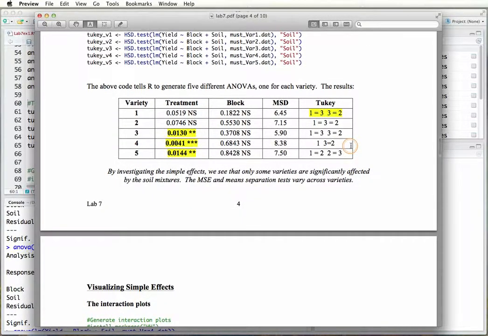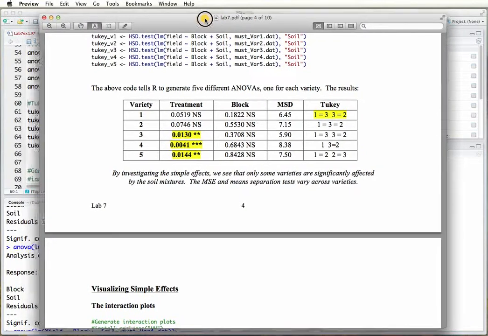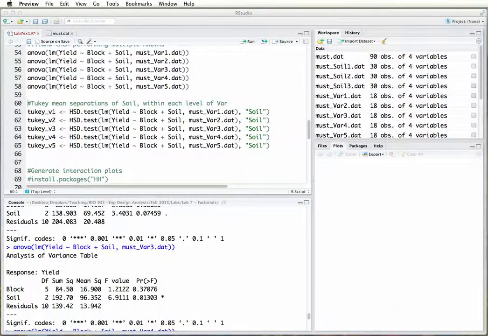So I'm going to stop right here because I've got to keep it under 15 minutes to get it up on YouTube, but I will start the next one with visualizing the interactions in this particular example.